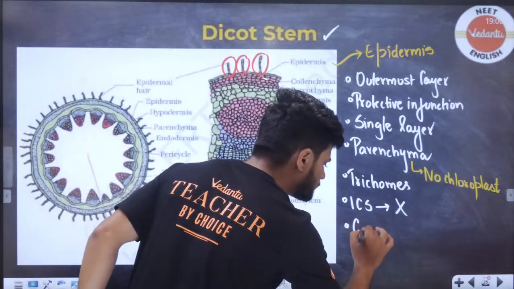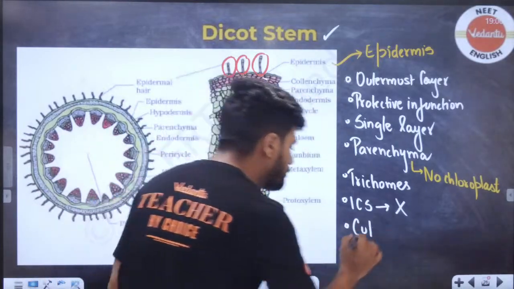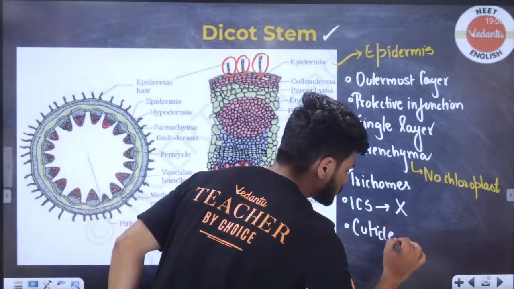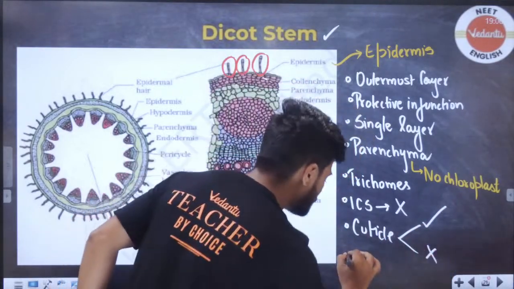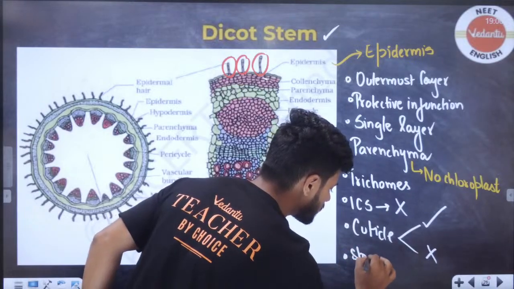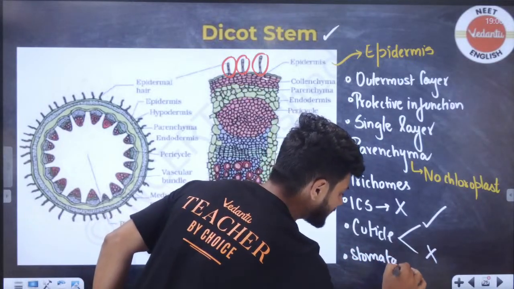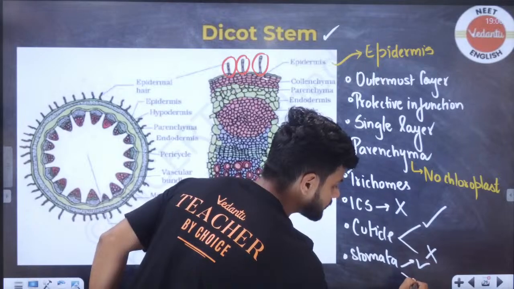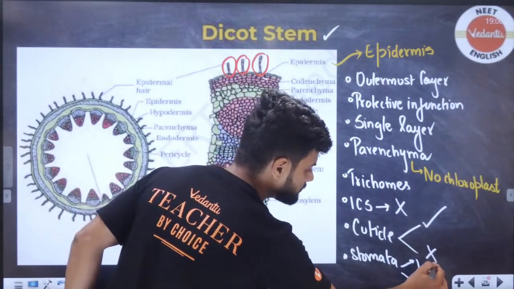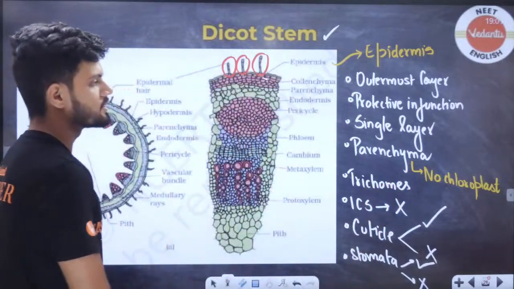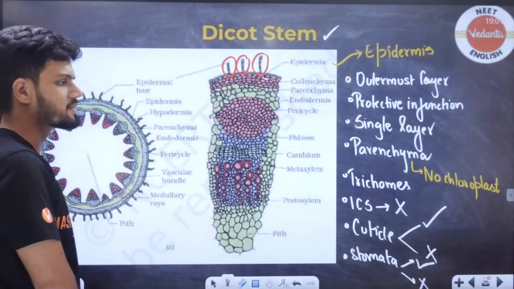So the cuticle may be present or may not be present. The same goes for stomata. Stomata can be present or cannot be present. Can be present in some cases, cannot be present in some cases. That is your epidermis.